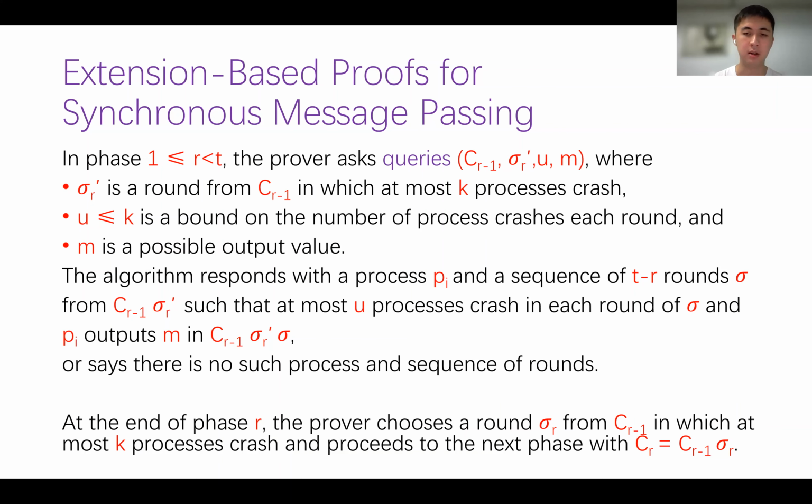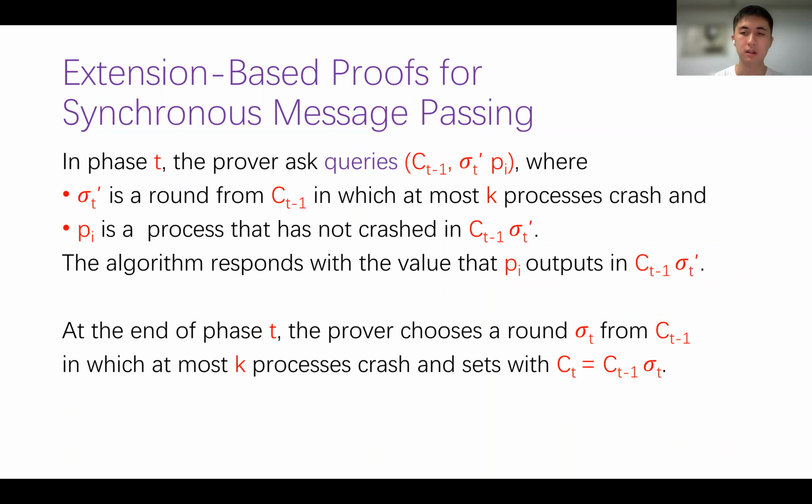At the end of phase R, the prover chooses one round schedule σ_R, in which at most k processes crash, and proceeds to the next phase, with C_R equal to C_{R-1}σ_R being the resulting configuration.